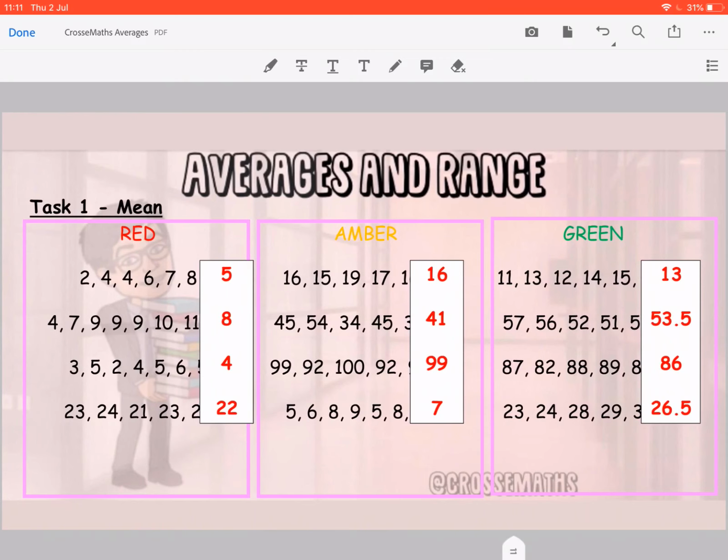Right, so hopefully that's all done. The means you should have got if you added them up, you should have got something that looks like this. Mark whatever you've done so far. If you got all of those right, that's brilliant. You really, really understand this topic.